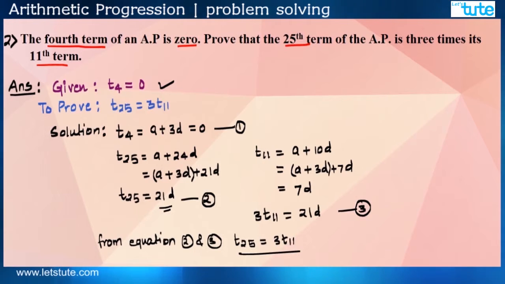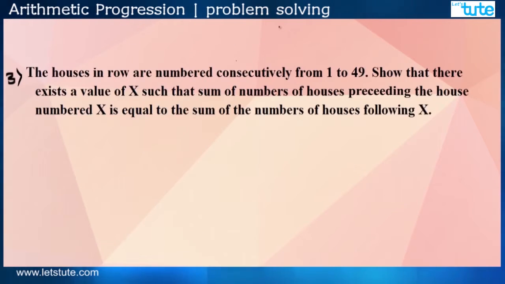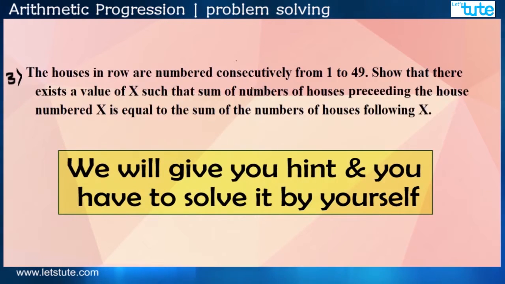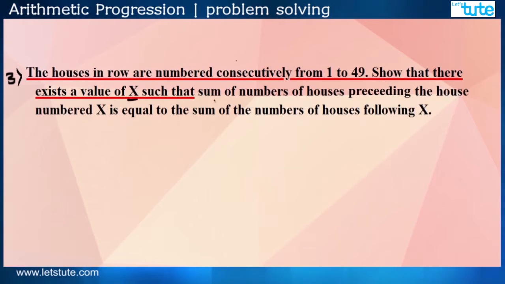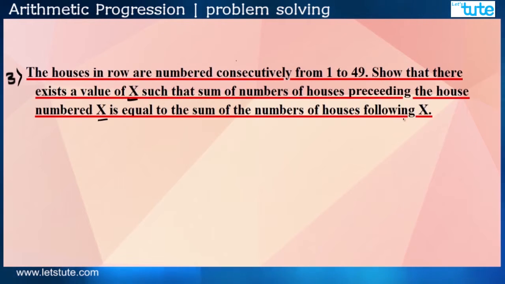Okay, now we'll go to the third question. In this question, I'm going to give you some idea and you have to solve this for me. This is really a very simple question. Read the question. The houses in a row are numbered consecutively from 1 to 49. Show that there exists a value x such that the sum of the numbers of the houses preceding the house numbered x is equal to the sum of the numbers of the houses following x.